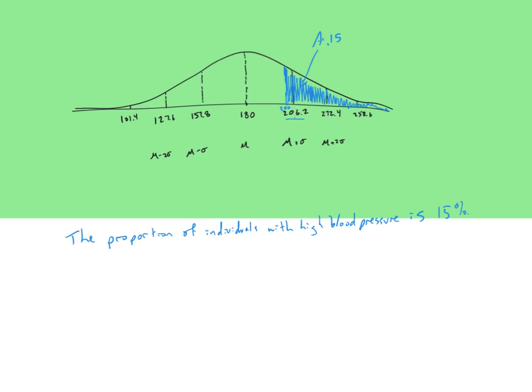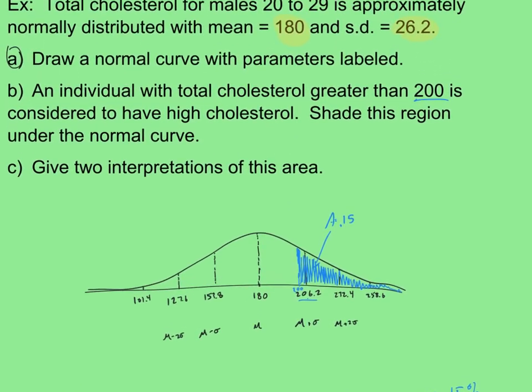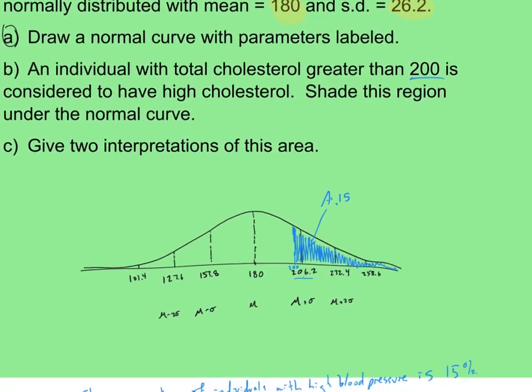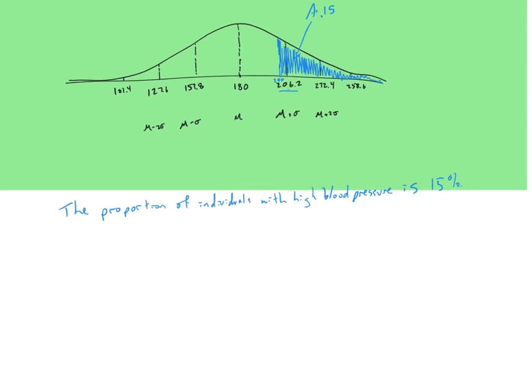So 15% of the population, and what is the population? I should have even included that in my sentence. This is males age 20 to 29. So maybe instead of individuals, I should have said males 20 to 29. So the proportion of males 20 to 29 with high blood pressure is 15%, according to the number that I made up. That's what that blue shaded area represents.